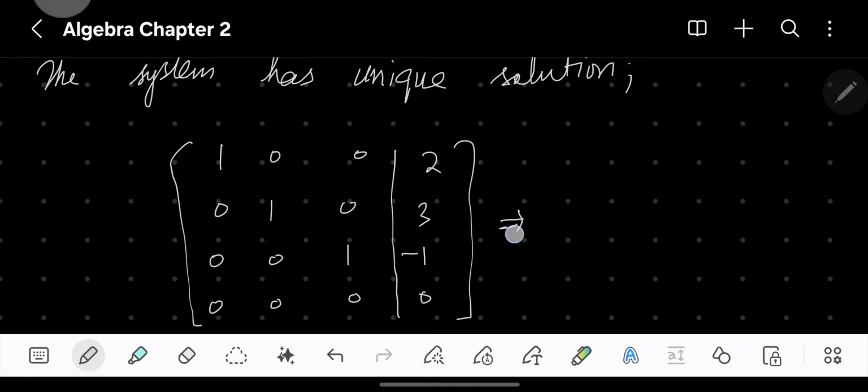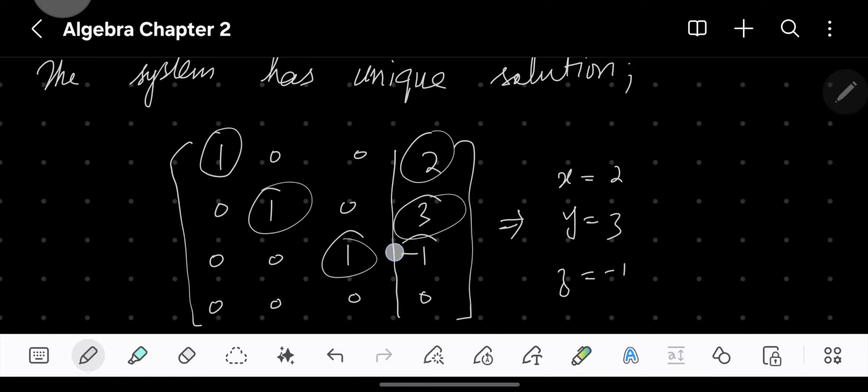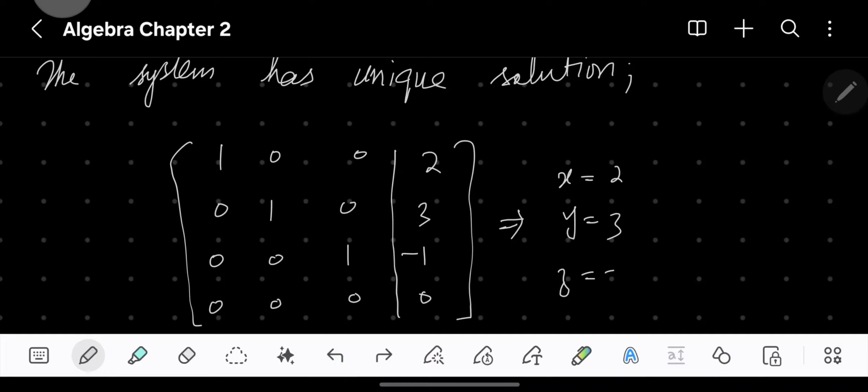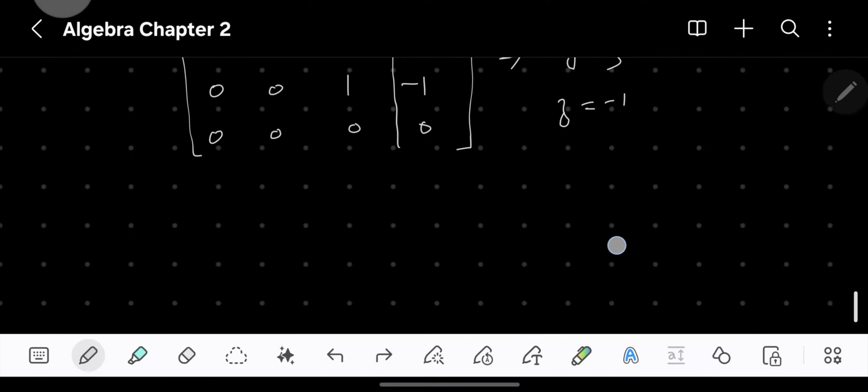What is the unique solution here? X is equal to 2, y is equal to 3, z is equal to minus 1. Because this is x, this is 2, y 3, and z minus 1. Okay? This is the unique solution.